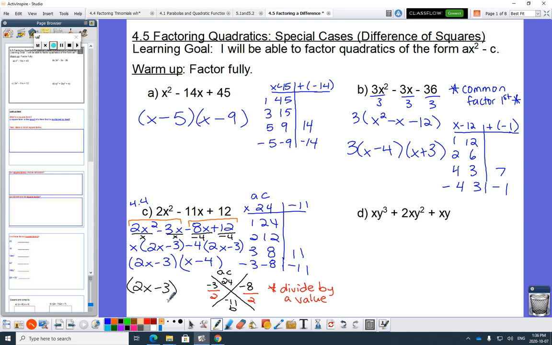Can I put it in like this? What do I have to do? Negative 8 over 2. Yes, you have to reduce, right? And even if you had this fraction as an answer that had nothing to do with factoring, you would never leave an answer as negative 8 over 2, right? So the same sort of thing applies here.